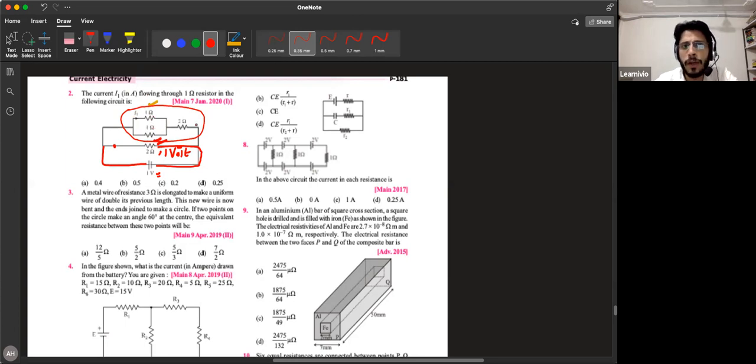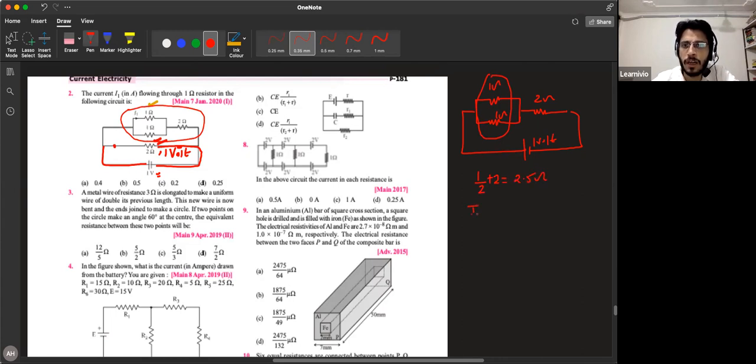1 ohm and 2 ohm. If you want, you can draw this system, this 1 ohm and this 2 ohm, separately. This is 1 volt. How much is the equivalent resistance? This 1 ohm in parallel, and this 2 ohm in series. What is the equivalent of 1 and 1 in parallel? It's half. And then 2 ohm in series. So it's 2.5 ohm.